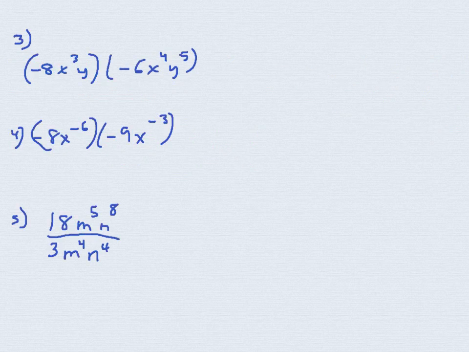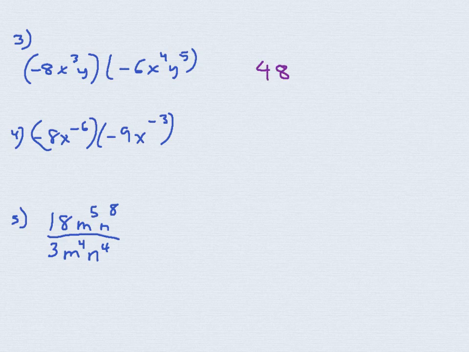These are called monomials because we have one term in each bracket. And I know it's only one term because there's only one sign. To multiply monomials is actually very easy. The rules are you multiply the coefficients. So negative 8 times a negative 6 is a positive 48. You do not have to write the sign if the number is positive.